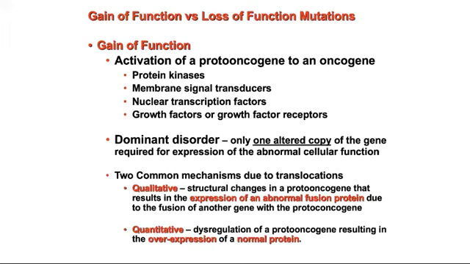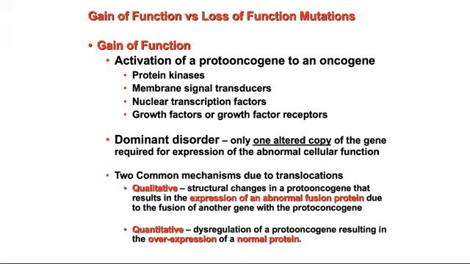The qualitative mechanism involves structural changes in a proto-oncogene that result in the expression of an abnormal fusion protein product. Basically, genes on different chromosomes are translocated, forming a new fusion gene that leads to the production of an abnormal protein product with abnormal activity.